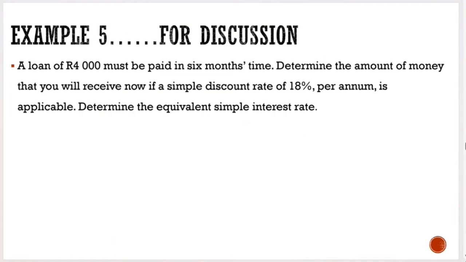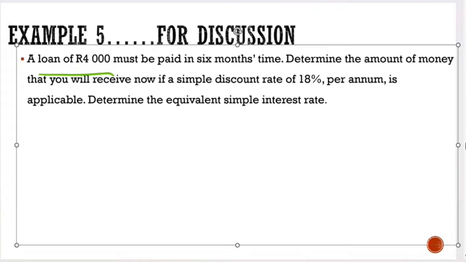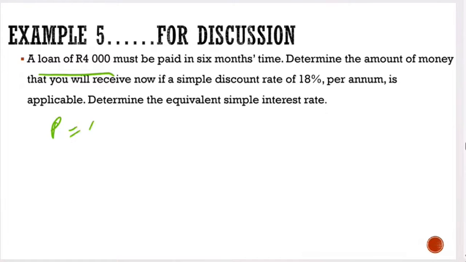Okay, here's another example. Without going through it all, because I'm not going to have enough time to finish what I want to finish, but just quickly: a loan of 4,000 must be paid in 6 months' time. So my loan is a loan that must be paid in 6 months' time. So now this becomes my P. My P is equal to 4,000. I'm decontextualizing: must be paid in 6 months' time, so my time is equal to 6 over 12.